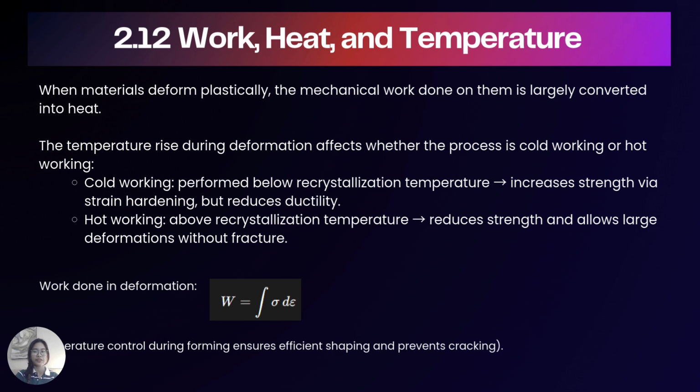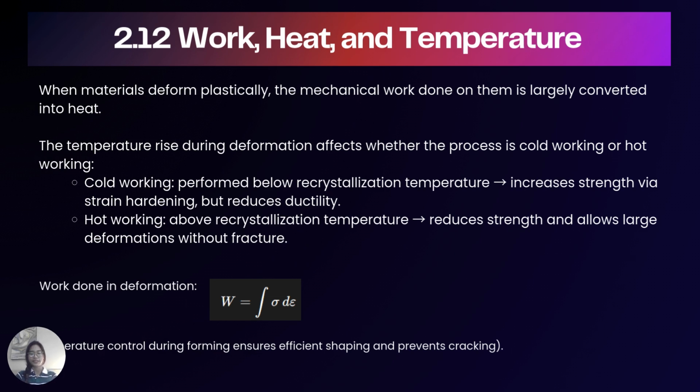Finally, let's talk about the connection between work, heat, and temperature during plastic deformation. When a material undergoes plastic deformation, the mechanical work done on the specimen is converted into heat. This causes a temperature rise, especially if the deformation occurs rapidly. In processes like forging, extrusion, or rolling, much of the mechanical energy is dissipated as heat. In fact, about 90 to 95% of the plastic work is converted into heat, while only a small fraction is stored in the material as defects, like dislocations.